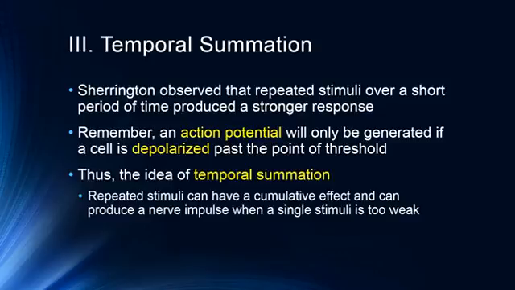So repeated stimuli can have a cumulative effect and can produce a nervous impulse when a single stimulus is too weak. The idea of temporal summation is stimulation at the same location in a rapid amount of time, so there's insufficient time for the EPSPs to wear off, that then allows for the summation of these EPSPs at the axon, and then that generates an action potential.